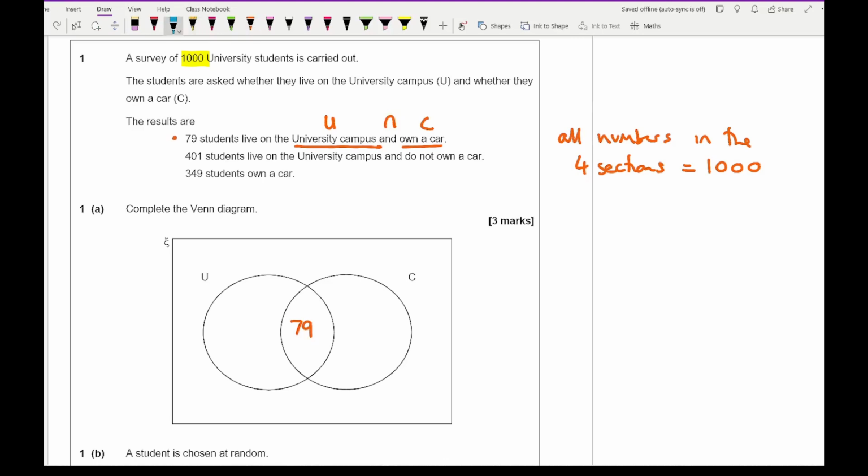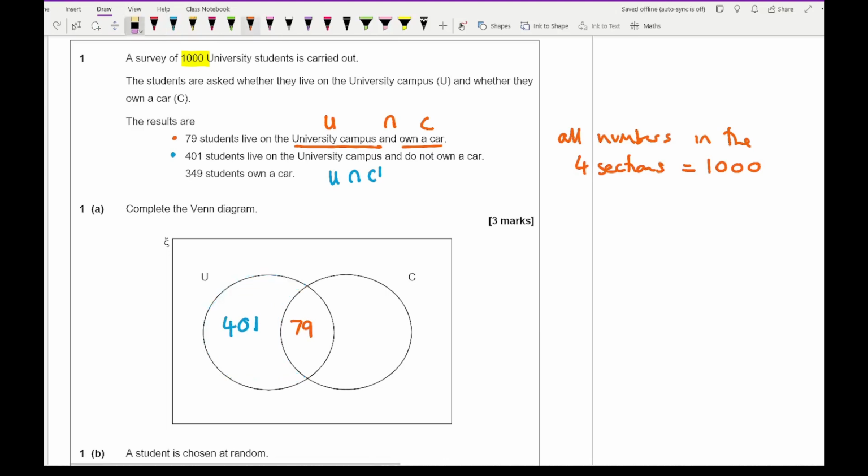Now the next bit of information says that 401 students live on the university campus but do not own a car. Now the bit that is U but not C is basically this bit here. So this bit here is going to be 401.